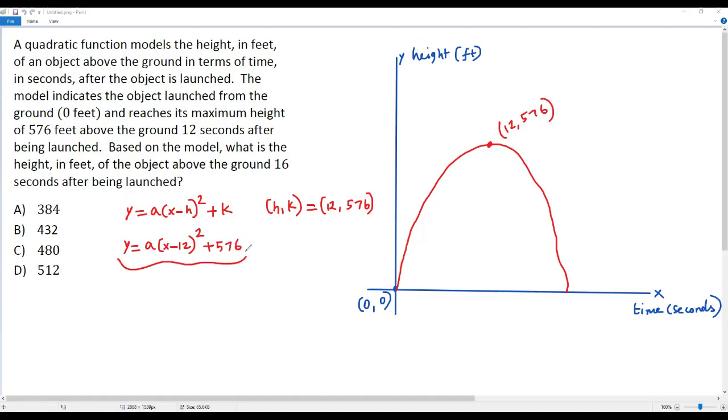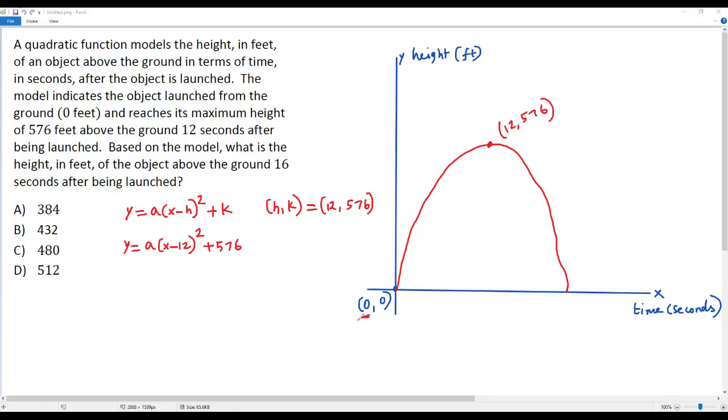Still, the quadratic function which models the path of the object is not complete because there is an unknown constant a over here. To get the value of this unknown constant, we have to use one of the points on the parabola. Apart from the vertex, we know the point (0, 0) is on the parabola. Let's plug this point into the quadratic function to get the value of a.